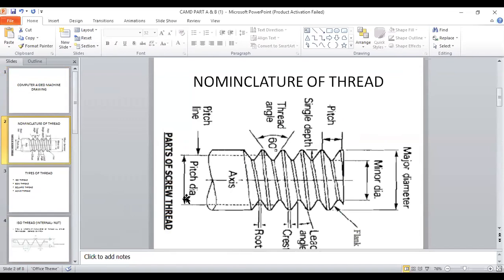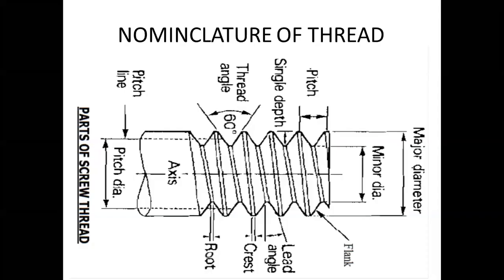See, last class we were discussing threads and fasteners. So in part A, you will get this for 25 marks. Maybe you will get orthographic projection. They will give an isometric projection, you have to convert it into orthographic projection, draw front view, top view, and side view. So that will be given, or you will get threads.